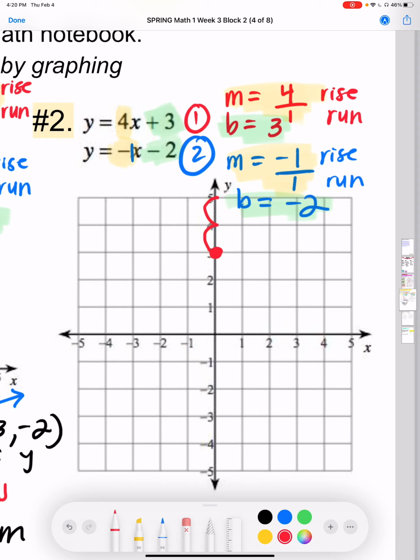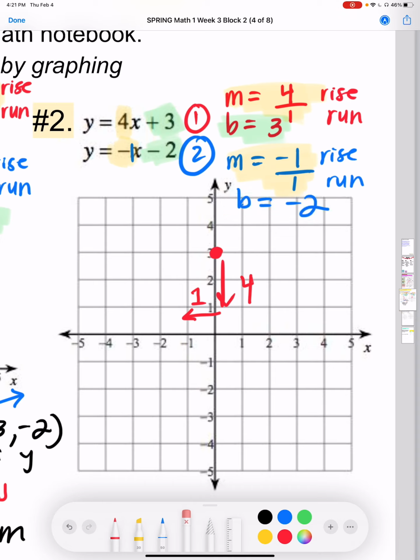Okay. Now I don't want you to guess, because if you guess, it's going to be all wrong. You're going to end up approximating and it's not going to look good. So instead of going up 4 and then to the right 1, here's a nice trick that you can use. I'm going to do the opposite. I'm going to go down 4 and then to the left 1. And if you do that, that'll be fine.